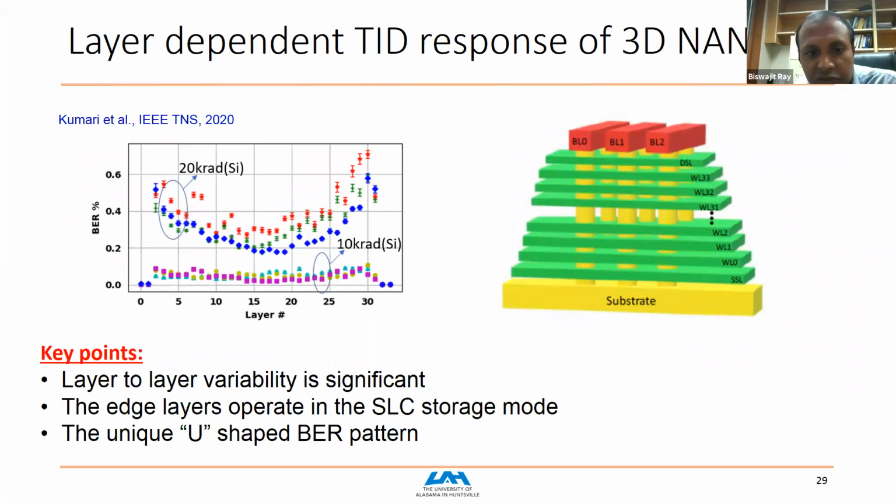Yeah, and we are one of the first groups to show radiation effects on 3D NAND. As I discussed in the beginning, there are different layers in a 3D NAND architecture, and we found that different layers react differently under radiation. There is a lot of layer to layer variability, and we see a unique U-shaped pattern when 3D NAND is exposed to radiation. Different layers have different radiation concerns, so that can be used for making the controller more intelligent and all.